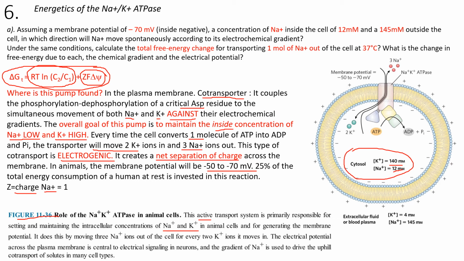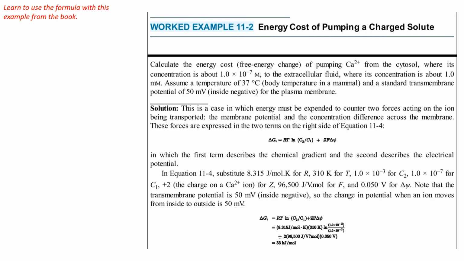The electrical potential across the plasma membrane is central in electrical signaling in neurons, and the gradient of sodium is used to drive the uphill co-transport of solutes in many cell types. So learn to use the formula with this example from the book. If you didn't know how to use this formula here, this example from the book is really good to help you figure out how to use the formula.